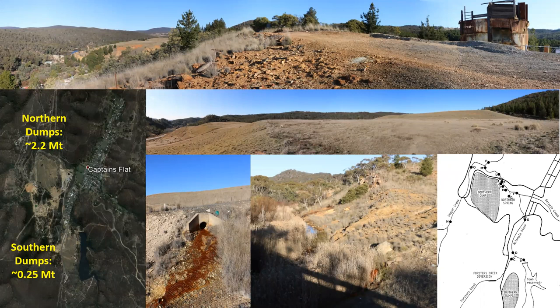Certainly on the top in this other panorama photo here, you can see that it looks stable from an erosion point of view. There is grass there. There are certainly some cattle that you could see in the distance as well. But so it certainly seems physically stable, but we've still got this tail, I guess, of acid mine drainage.